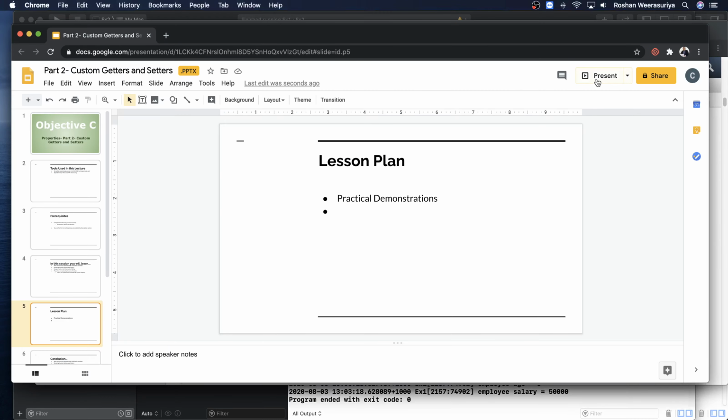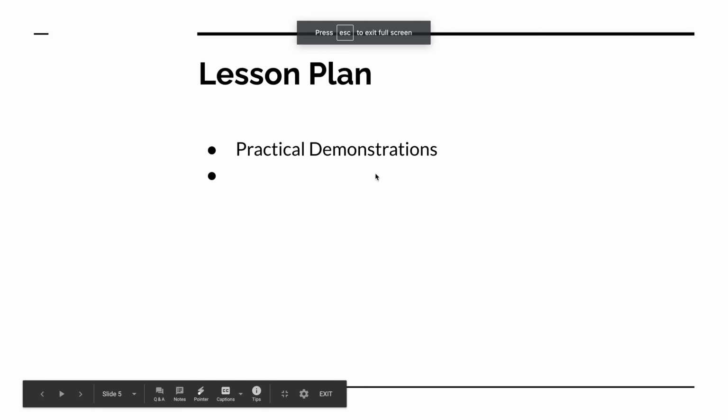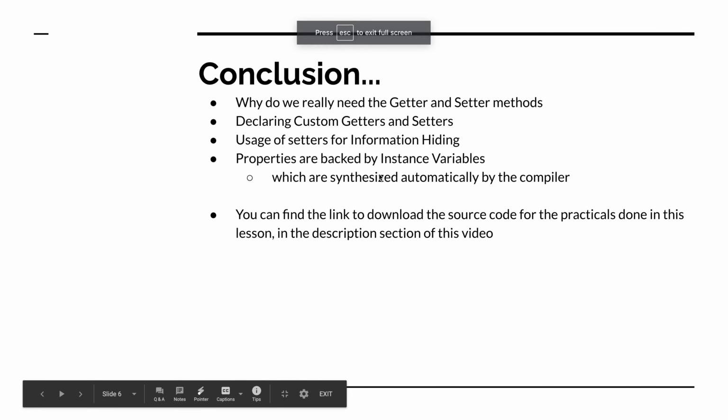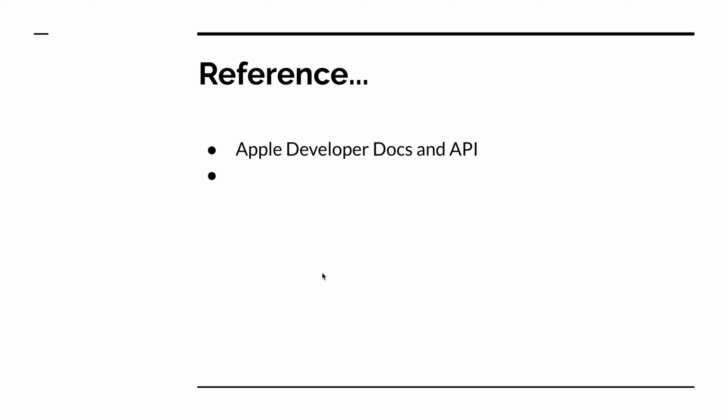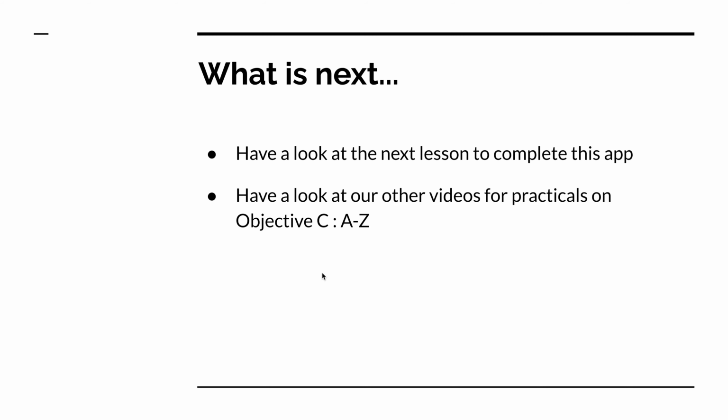So let's look at this. We did the practical demonstrations, and you learned some important things. You learned about why you need getters and setters, declaring custom getters and setters, and using them for information hiding and validations. And you also learned that properties are backed by instance variables, which are automatically synthesized by the compiler, and the theory behind this. You can find the link to download the source code in the description section.